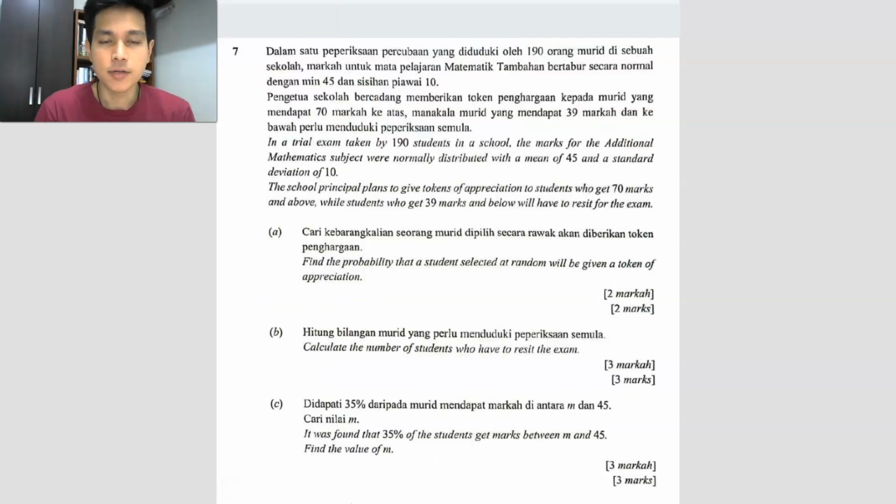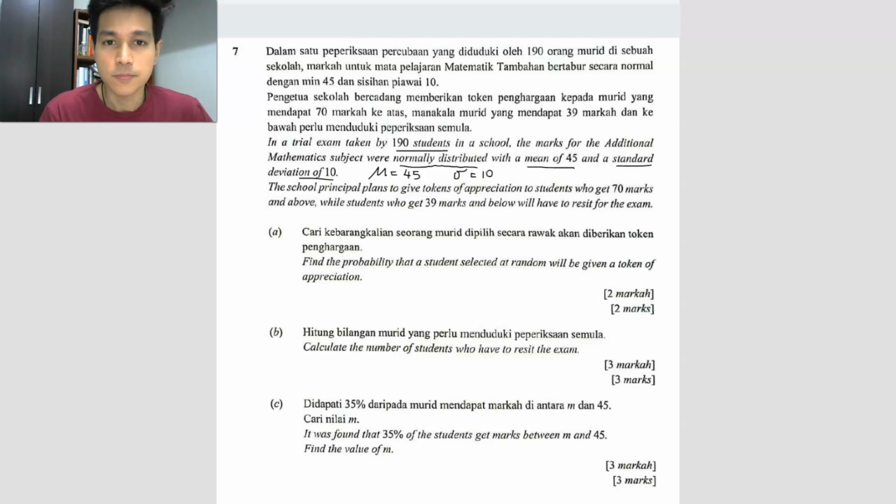Clear? Alright, question 7. In a trial exam taken by 190 students in a school, the marks for additional math subject were normally distributed. So they give you the hint: it is a normal distribution with a mean of 45 and standard deviation of 10. The school principal plans to give a token of appreciation to students who get 70 marks and above.